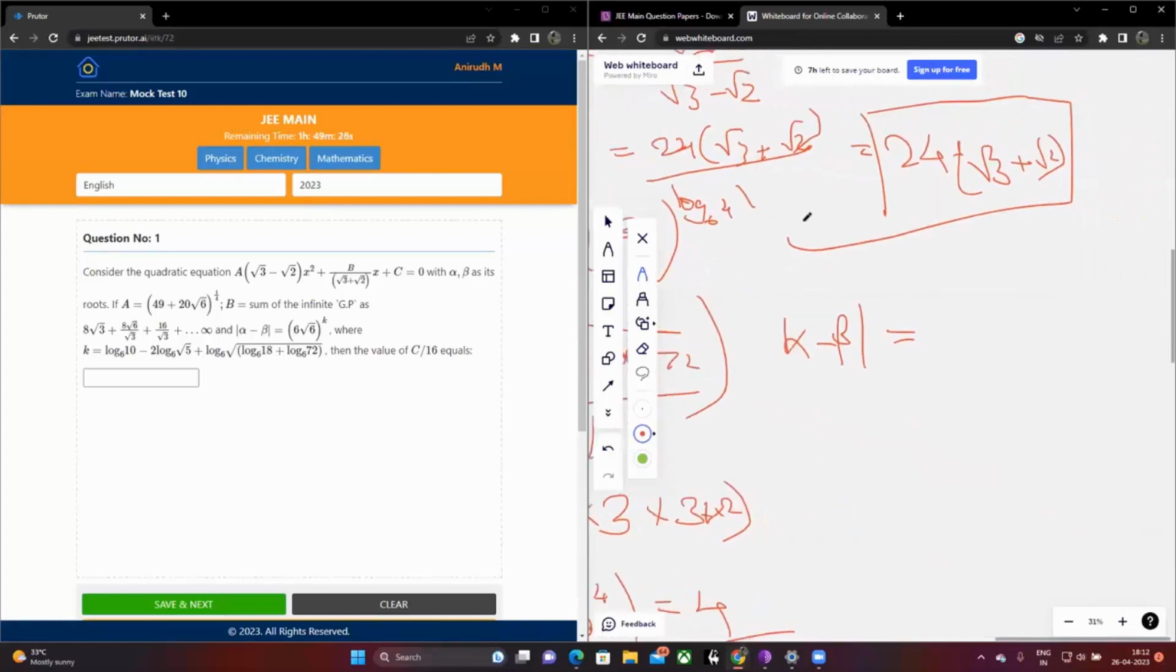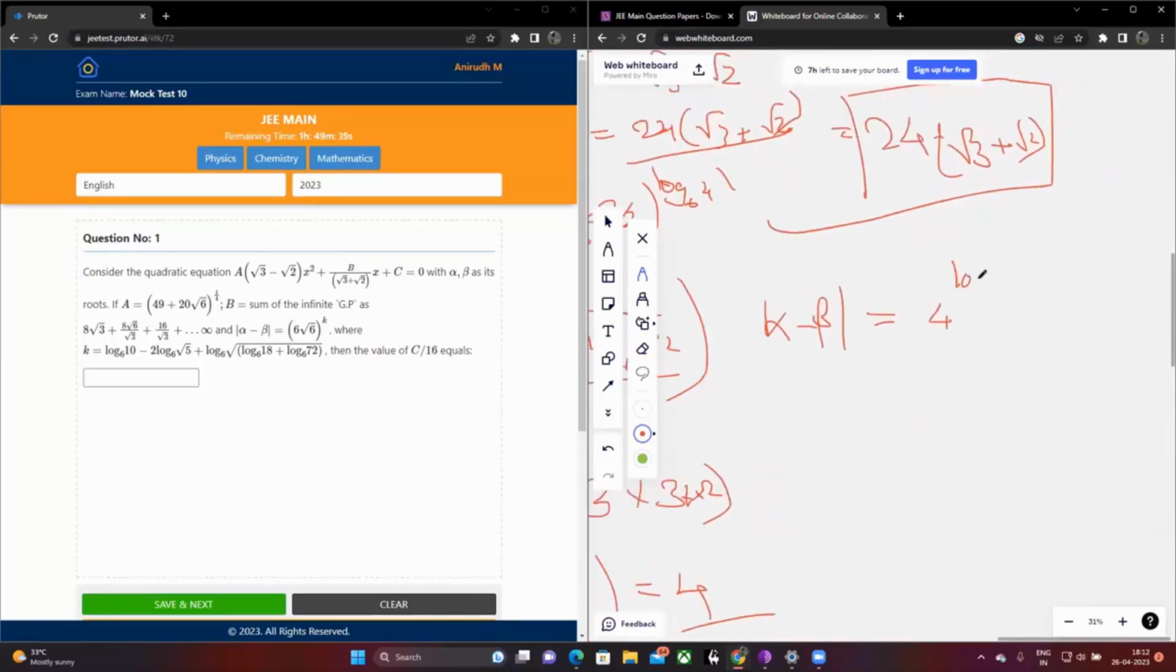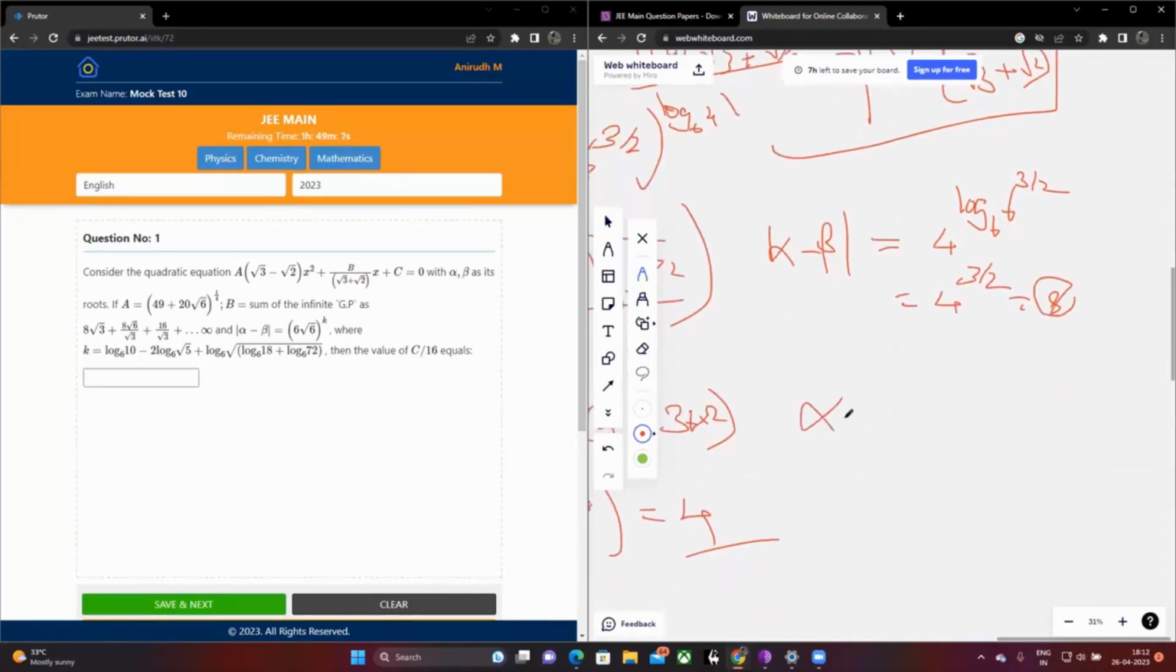And you know that you can simplify the base and this coefficient. So I'm just basically rewriting this as 4 to the power log to the base 6, 6 power 3 by 2, which is basically 4 power 3 by 2, which is 8, right? So we have alpha minus beta. From this, I get the value of alpha minus beta the whole squared, which is 64.